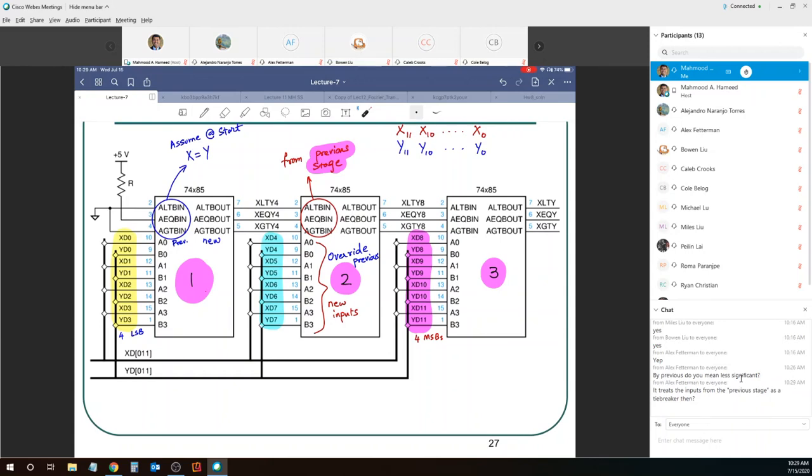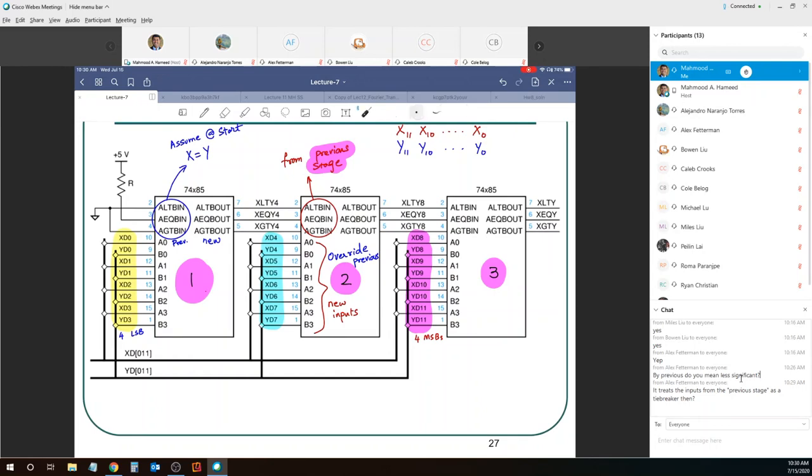It treats the inputs from the previous stage as a tiebreaker. Yes, absolutely. So if earlier it was equal and here it was greater, then the new outputs will be greater, not equal, not less than. And of course, the outputs are in such a way that they are all mutually exclusive. Only one of them can be active. So it is treating the previous stage as a tiebreaker, absolutely. But the new inputs, the higher level inputs, the more significant inputs will have override power in this case.